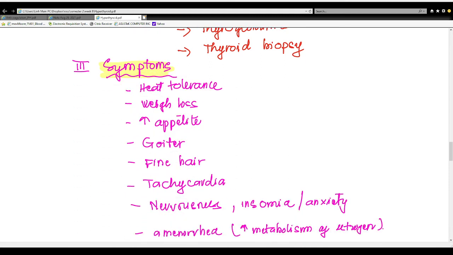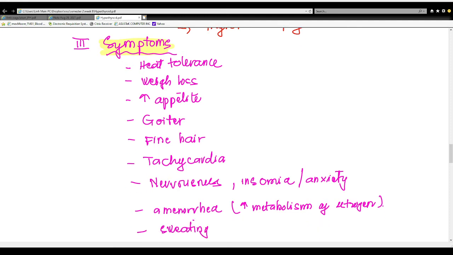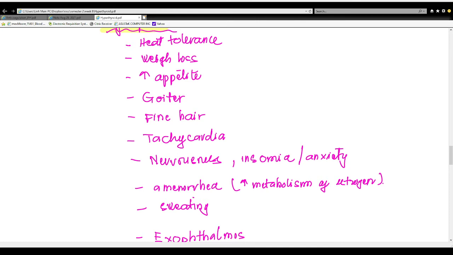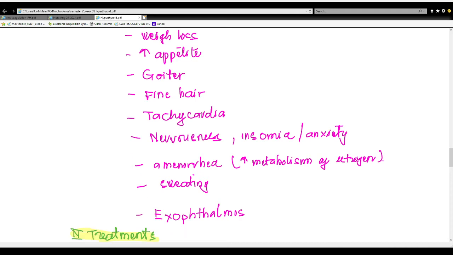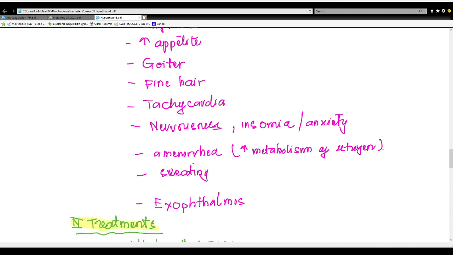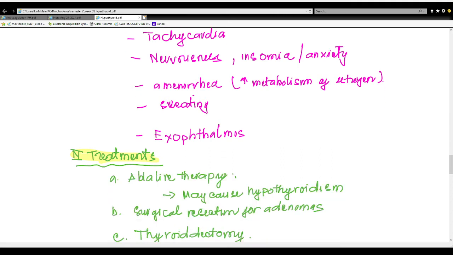What are the symptoms of hyperthyroid? We have heat intolerance, and the patient will show up with weight loss, increased appetite, voice strain, fine hair, tachycardia, nervousness, insomnia, anxiety, or amenorrhea, or increased metabolism because of increased metabolism of estrogen, sweating, exophthalmos. Treatment.